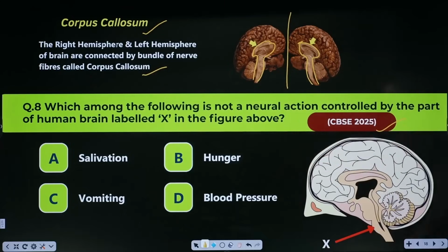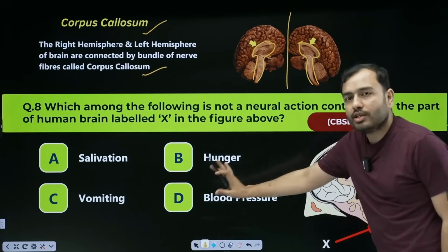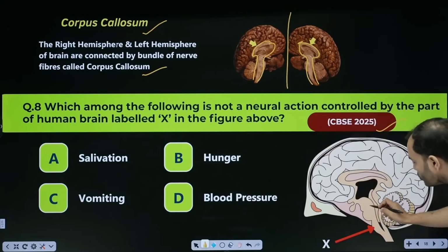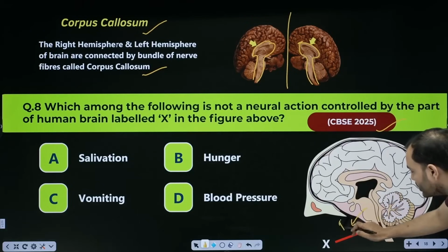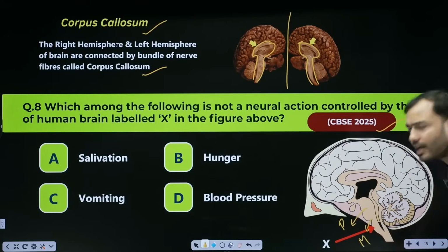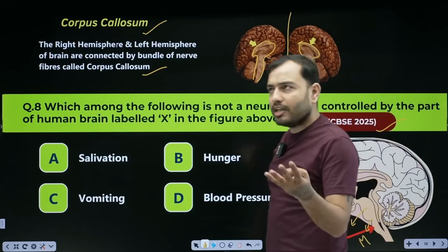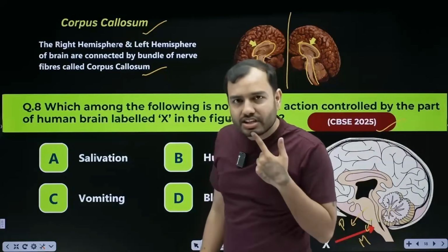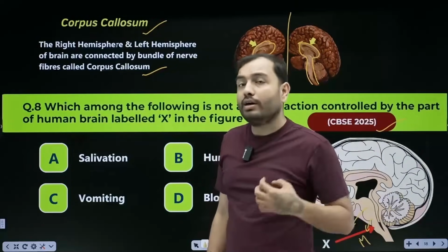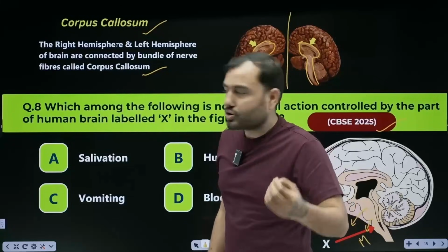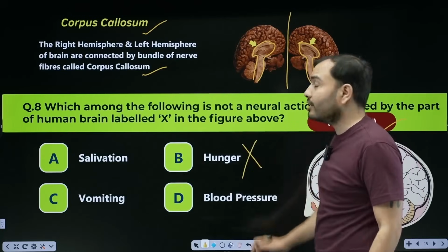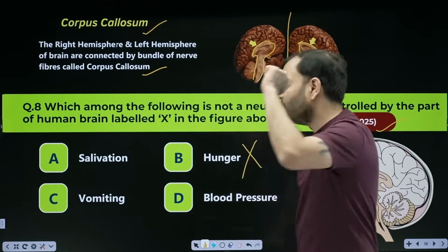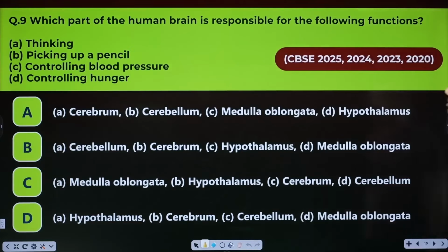Okay, it's asking, this is X. Which function is not of this X part? If I look carefully, it looks like part of the lower brain, the hindbrain. Here was the pons, below it was the medulla. The medulla controls all the involuntary actions. If I remember, the functions are: salivation, vomiting, and what else? Heartbeat and blood pressure. So salivation is correct, vomiting is correct, blood pressure is correct. Hunger, who does hunger? Hunger and thirst, the hypothalamus. So this is wrong. Okay, let's move on.